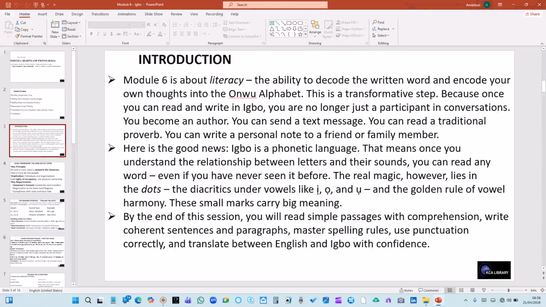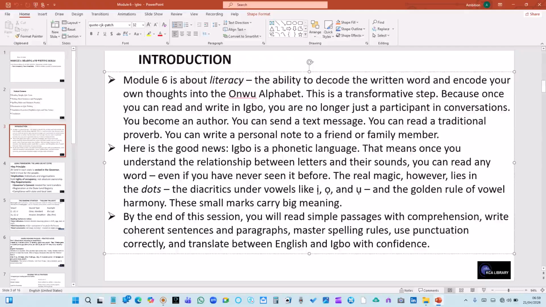By way of introduction, Module 6 is about literacy. That is the ability to decode the written word and encode your own thought into our own alphabet. This is a transformative step because once you can read and write in Igbo, you are no longer just a participant in conversation, you become an author. You can send a text message, you can read a traditional proverb, you can write a personal note to a friend or a family member.